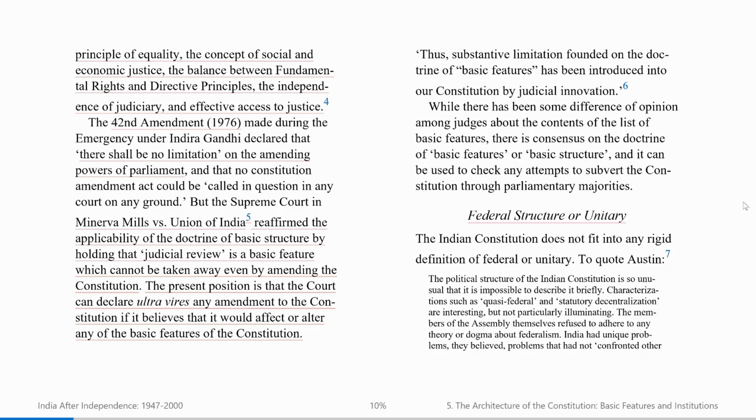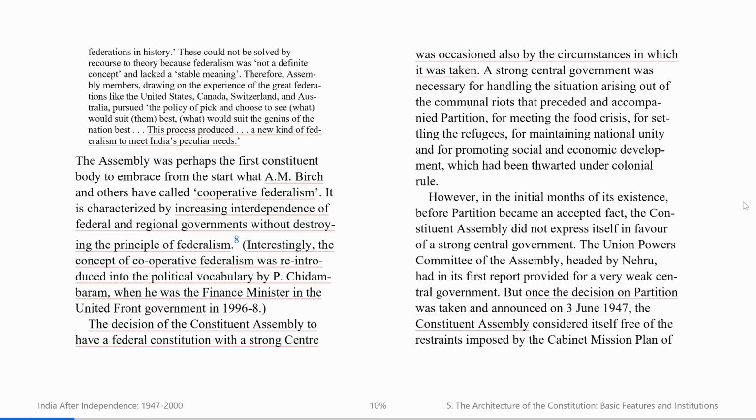Basically India had unique problems, like we had the problem of partition and so on. So the problems were not confronted by any other federations in history. Therefore, they could not be resolved to a theory about federalism or a definitive concept, and therefore, federalism in India lacks a definite meaning. The assembly members, drawing on experience of great federations like the United States, Canada, Switzerland, and Australia, pursued the policy of pick and choose, and they thought, okay, let's pick whatever can suit India. This process produced a new kind of federalism to meet India's peculiar needs.